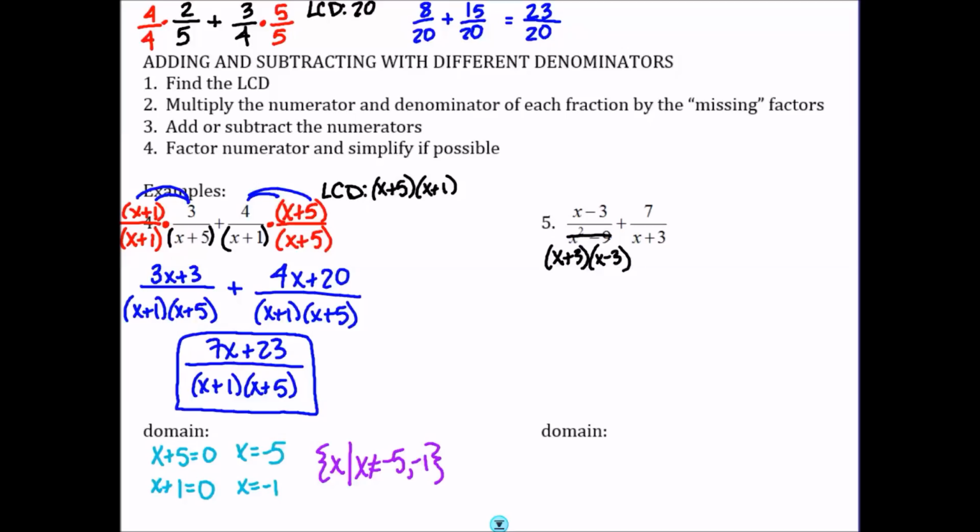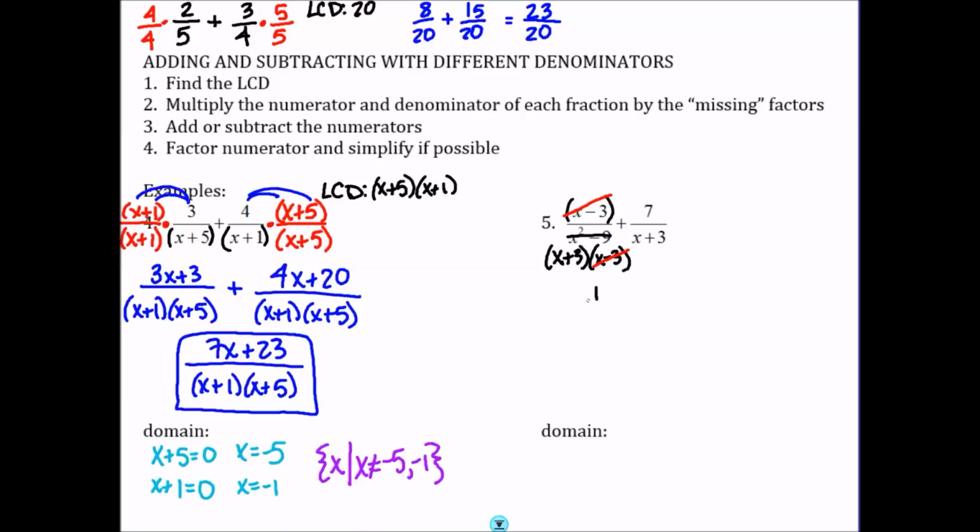Now, there are two ways you can do this problem. You can either go ahead and start finding the LCD and multiplying by the missing factors, or you might notice that the first fraction can be simplified. We have an x minus 3 in both the numerator and denominator of the first fraction. So I can go ahead and simplify the first fraction and make this problem a lot easier.